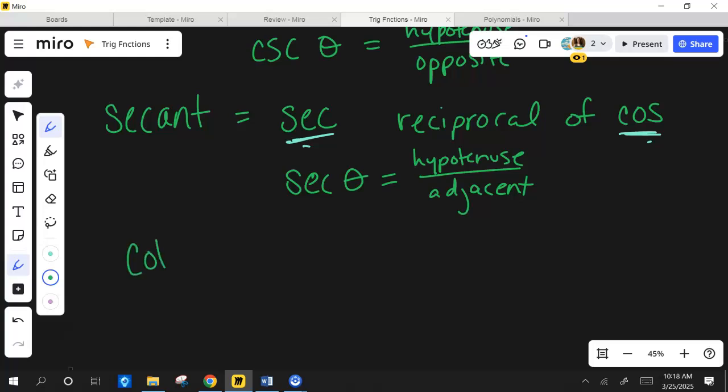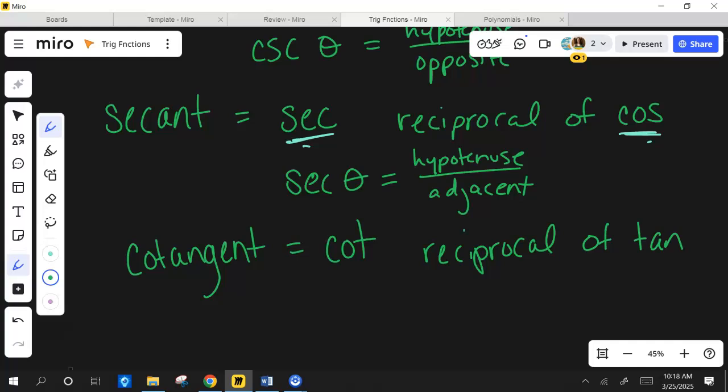All right. The last one is cotangent. We abbreviate it COT. Guess what it's the reciprocal of? Tan. It's the easiest to remember. SOHCAHTOA is what everything branches from, your sine, cosine, and tangent. So cotangent of theta would be what? Adjacent over opposite.